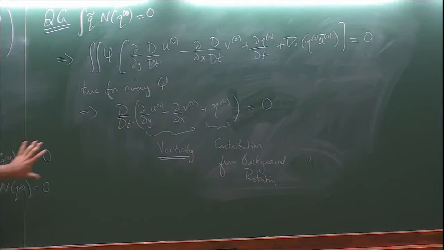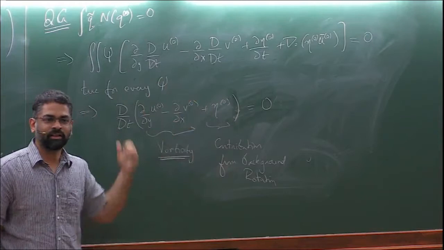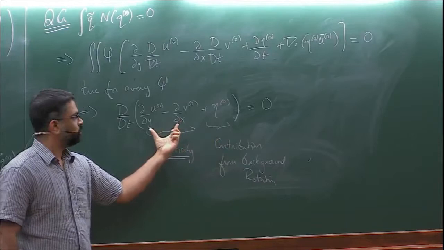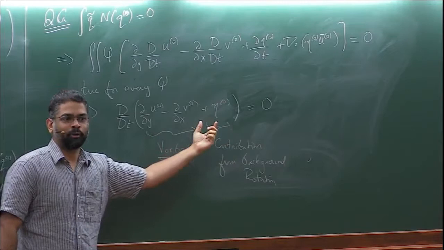There's a nice interpretation of this, which is basically saying this entire combination of vorticity is constant along fluid parcels. That means you get to play a game of exchange where the fluid flow has a certain vorticity and it can sort of steal some background rotation to either increase or decrease its vorticity.